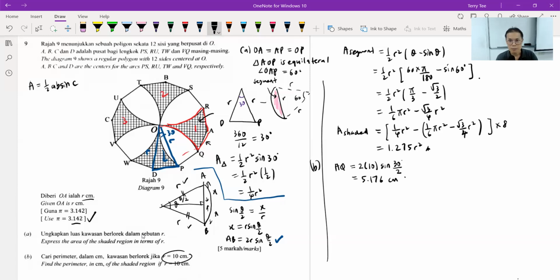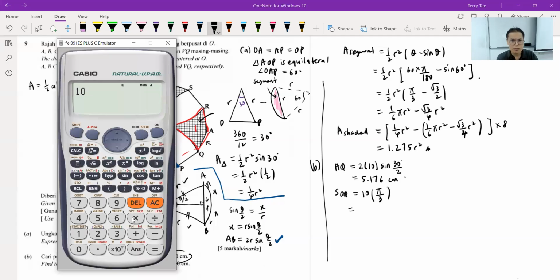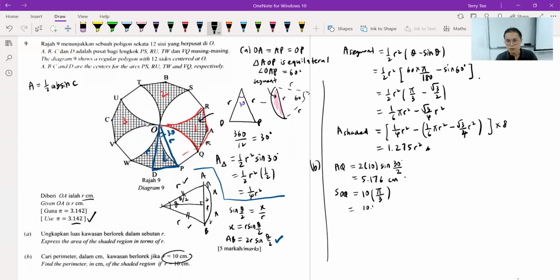If you want to find the length of arc, let's say OQ, we can use S equals R theta. Your R is 10. Theta is pi over 3 because it's 60 degrees, remember? Because the question asks us to use 3.142, I have no choice. 10 times 3.142 divided by 3. This answer is 10.473.